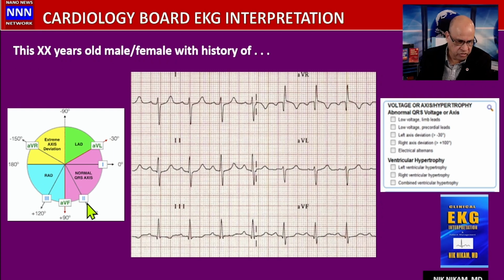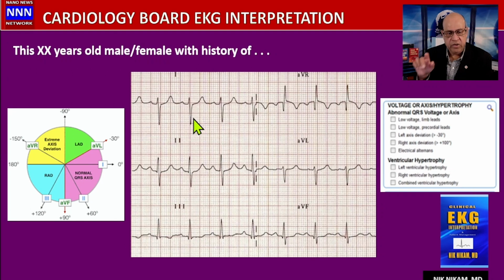That means your lead is here, so this has to be 60 degrees plus. If you put 90 degrees, you are looking at right axis deviation. And that is also substantiated by the fact that you have a positive deflection in AVR. So this axis is 60 plus 90, so it's going to be perpendicular to that and beyond. So it's going to be more than 150 degrees. So this is 120. So this is a case of an extreme right axis.